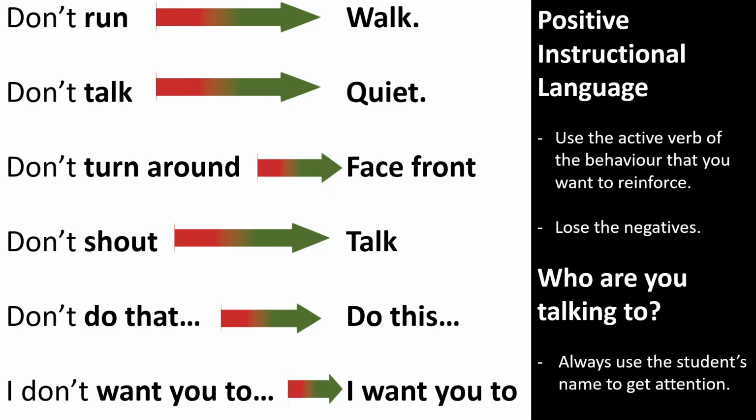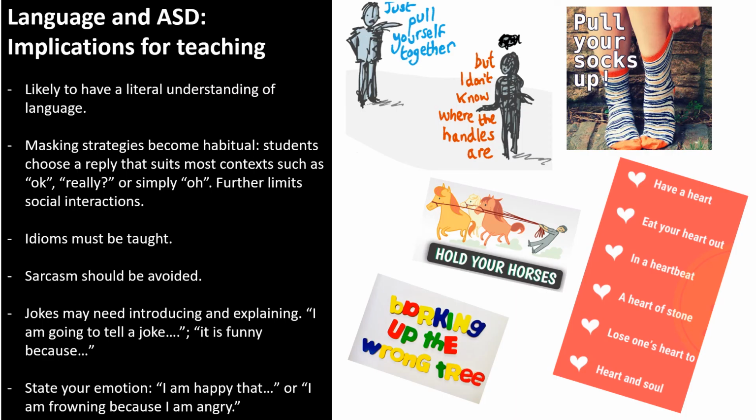If you know the name of the student that you are addressing in the classroom, for example, rather than in a corridor, please always use it before you speak. A student with ASD may not decipher whether instruction is generalised or targeted, and also may not be concentrating on what you're saying anyway. So get their attention first by using their name.